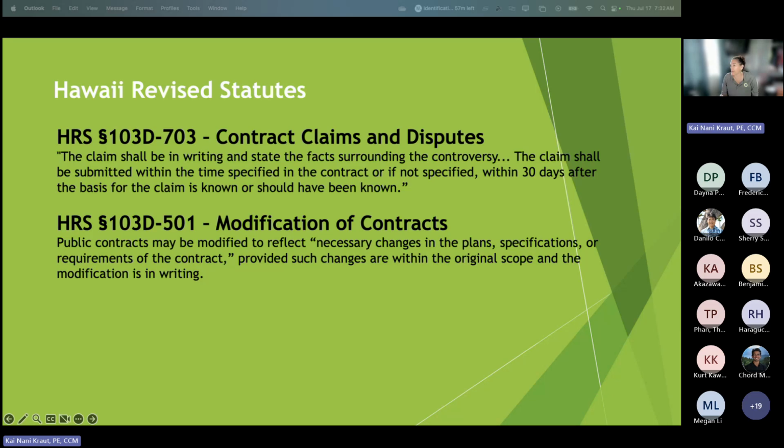So I'm going to have Cord monitor the chat for me because I'm going to ask you guys questions. So does our contract define the terms? Notification, do we have the time specified? So let me know if you know what that time is, because we're going to go through it in a minute. Modification of contracts. Public contracts may be modified to reflect necessary change in plans, specs, and the requirements of the contract, provided such changes are within the original scope and modification is in writing.